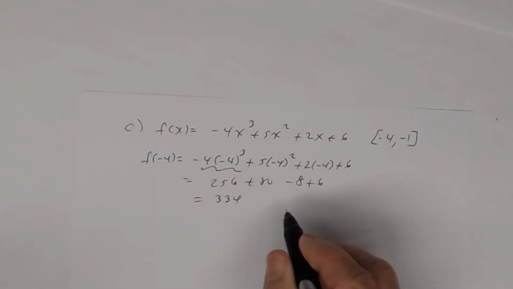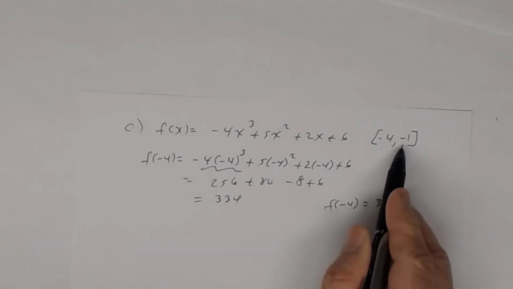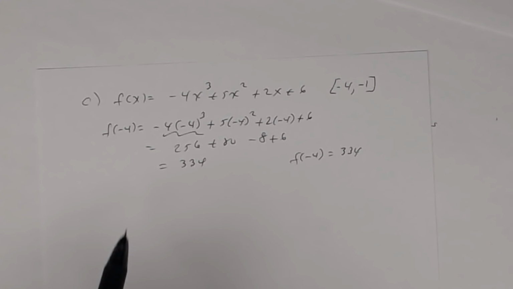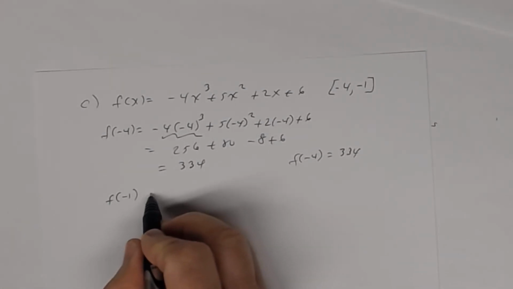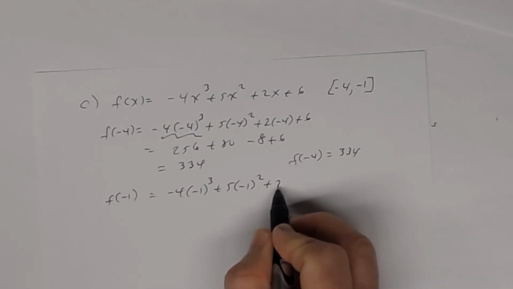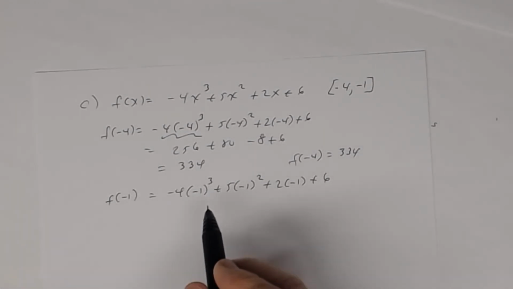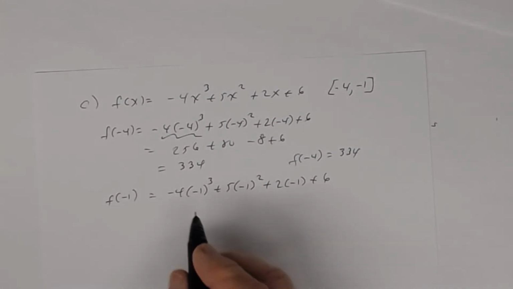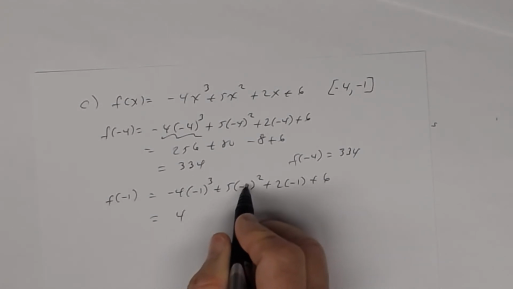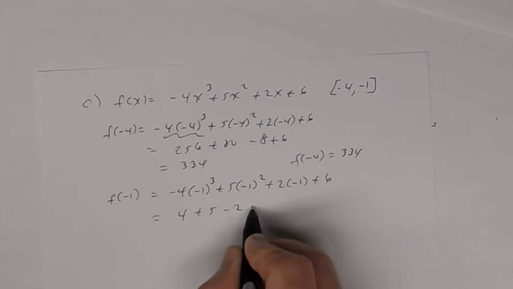So f of negative 4 is positive, right? So I need f of negative 1 to be negative if the intermediate value theorem is going to guarantee there be a 0. So let's see if f of negative 1 is negative. So I get negative 4 times negative 1 cubed plus 5 times negative 1 squared plus 2 times negative 1 plus 6. Negative 1 cubed is negative. Negative times negative 1 times a negative 4 is a positive 4. Negative 1 squared is positive 1. 1 times 5 is 5. 2 times negative 1 is a negative 2, and then plus 6.